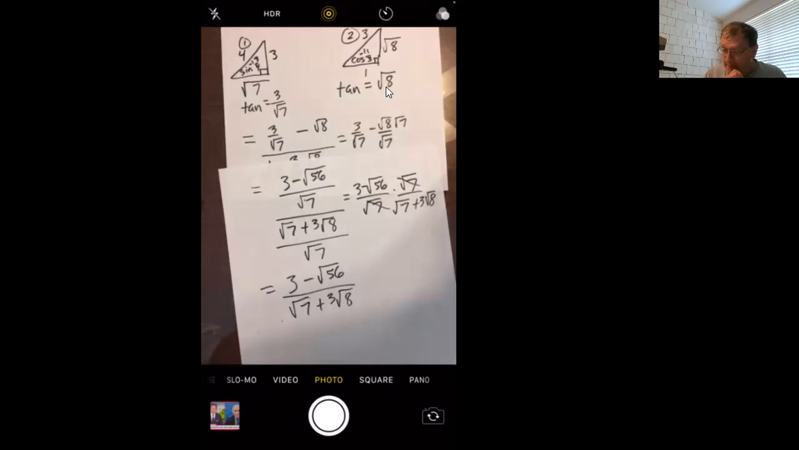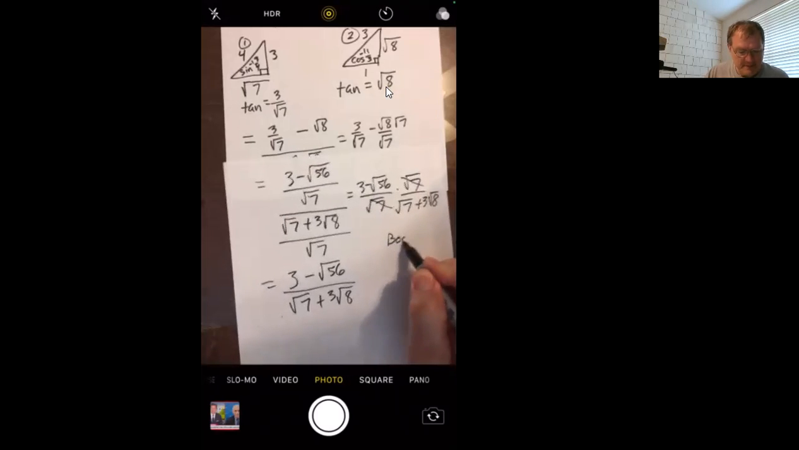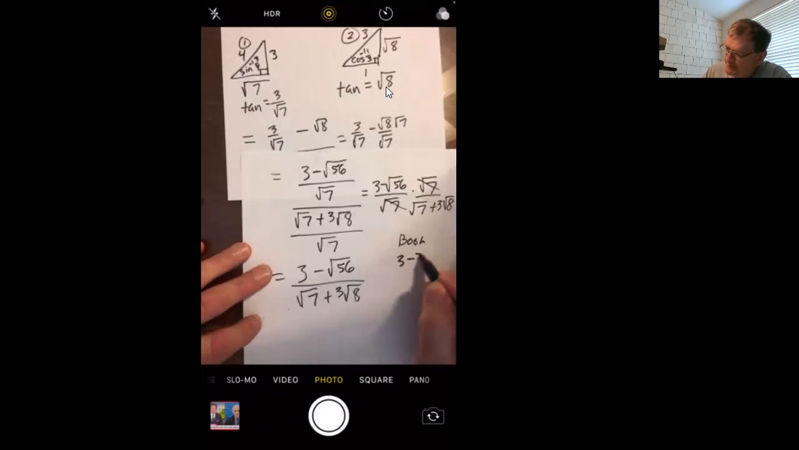Well, I must have really simplified stuff down. I got the 3 minus. Okay, I see what they've done. They simplified these roots. All right, book: 3 minus 2 root 14 over root 7 add 6 root 2.